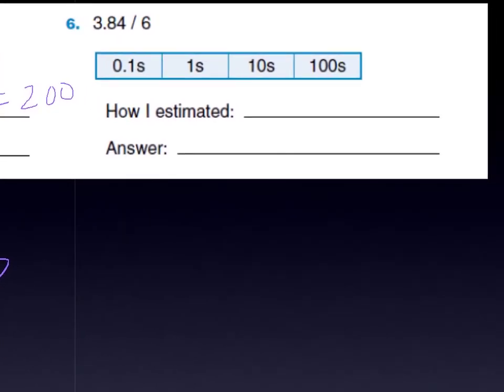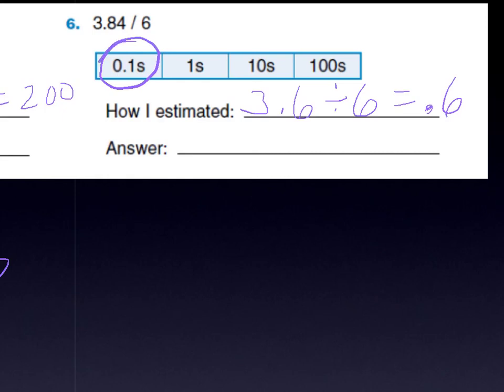3 8400 divided by 6. So I need to do an estimate. And so what number am I going to look at that's going to be a nice round number that 6 goes into? Well, I can do 3.6 divided by 6. Well, I know 36 divided by 6 equals 6. So 3.6 divided by 6 has got to be 0.6. So for my estimate, it's going to be in the tenths place.